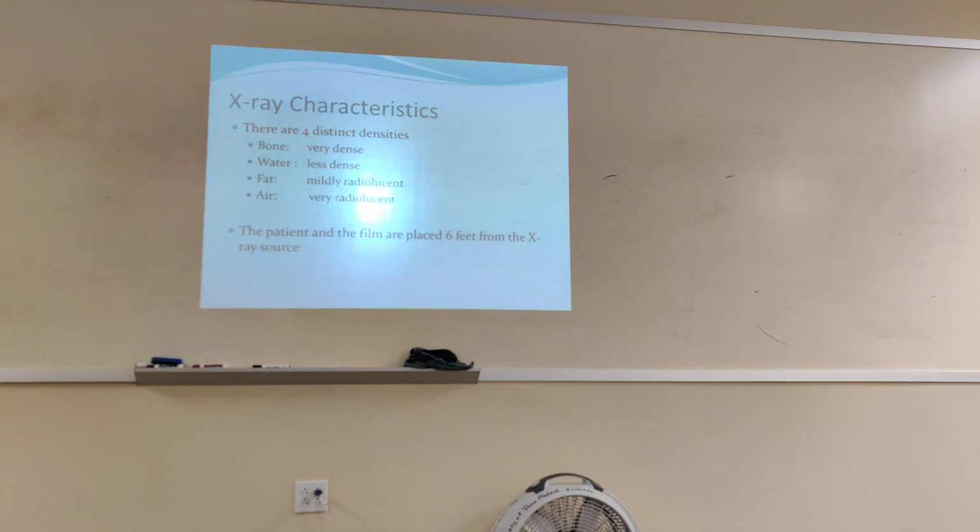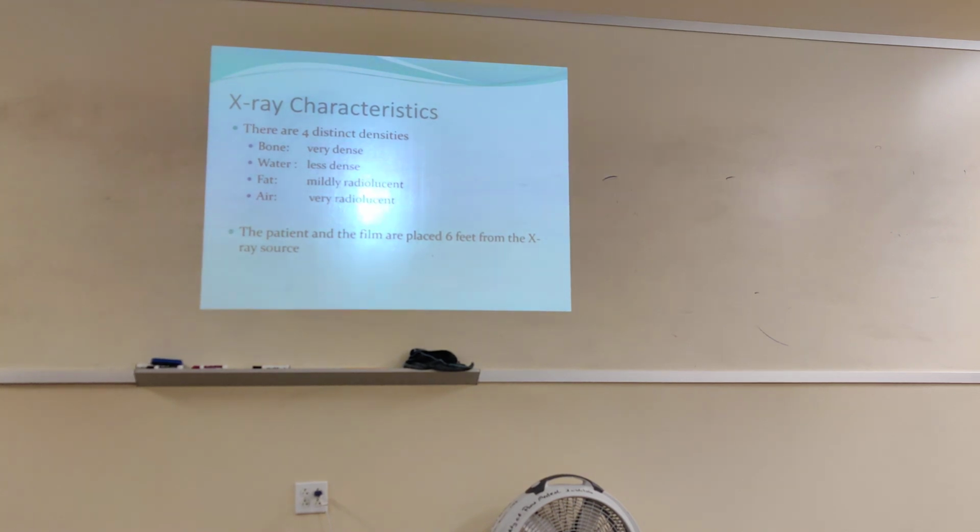So these are the densities here. Bone will be very, very dense, so if the X-ray goes to a bone, it will definitely turn white. If it goes to water, it's going to be white, but not as white as the bone. If it goes to fat, it will be a little dark. Radiolucent means dark, and if it goes through air, it's going to be very, very radiolucent.